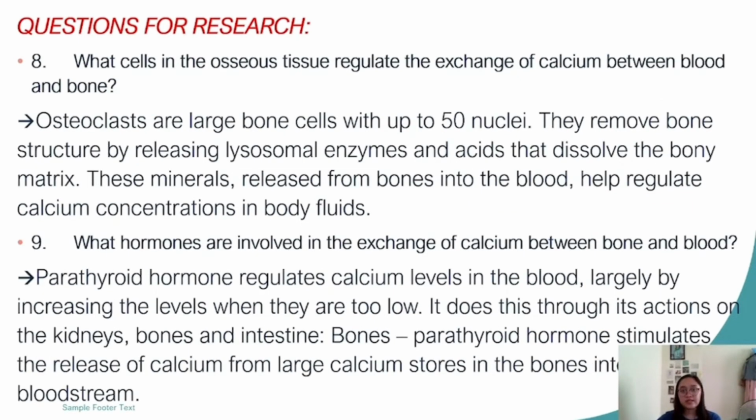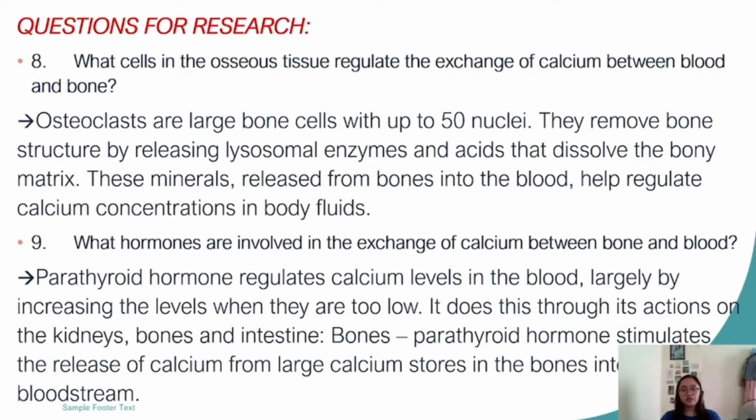8. What cells in the osseous tissue regulates the exchange of calcium between blood and bone? Osteoclasts are large bone cells with up to 50 nuclei. They remove bone structure by releasing lysosomal enzyme and acid that dissolve the bony matrix. These minerals release from bones into the blood and help regulate calcium concentration in the body fluids. Number 9. What hormones are involved in the exchange of calcium between bone and blood?